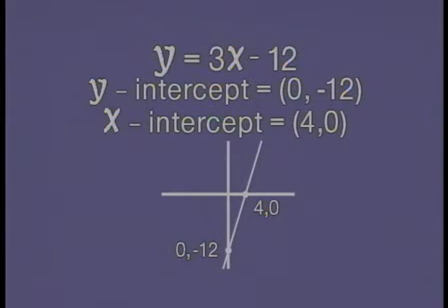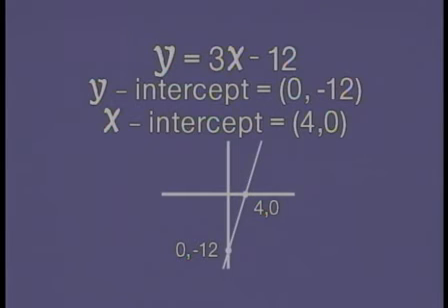To find the x-intercept, I replace the y with 0. When I get 0 equals 3x minus 12, I solve for x, and I get 4. Notice the ordered pair is 4, comma 0. X is 4 when y is 0. I plot those 2 points as indicated on the visual and connect them.